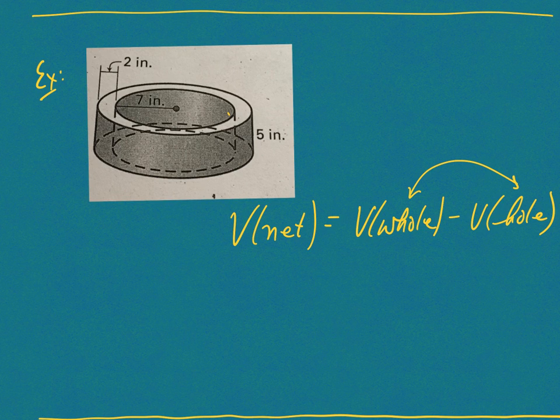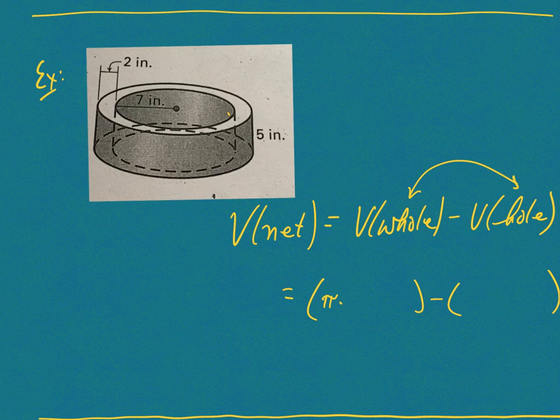But anyway, we take the volume of the whole shape and then subtract away the volume of what we've drilled out. Okay, so what is the volume of the whole shape? Well, it's just a big cylinder. You just have to be careful. What would be the radius of the big cylinder?